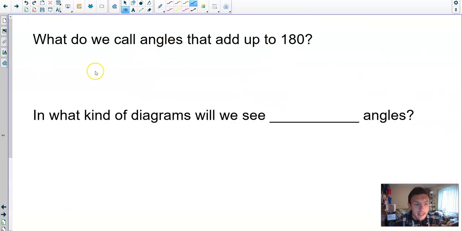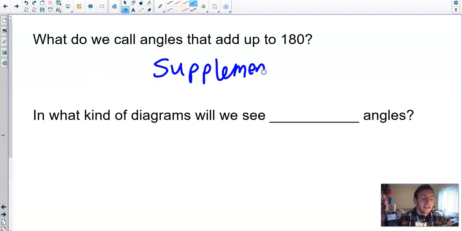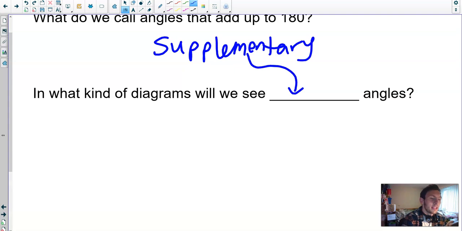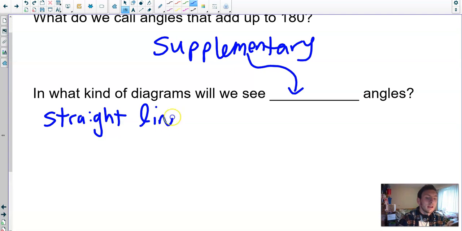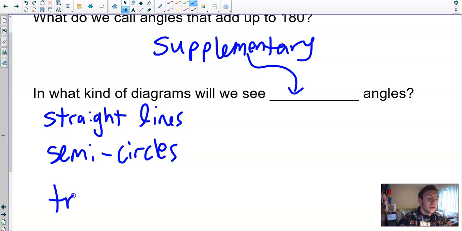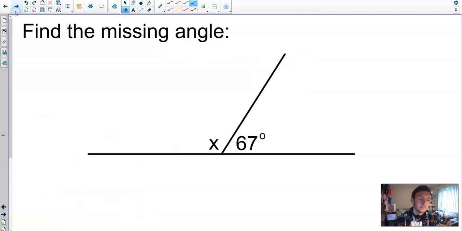What do we call angles that add up to 180? We just talked about this. Supplementary angles. In what kind of diagrams will we see supplementary angles? So we will see them in straight lines. We will see them in semicircles. And where else have we seen that 180 degree number today? Triangles. The three angles of triangles are supplementary because they always add up to 180. So this is where we're going to need that.